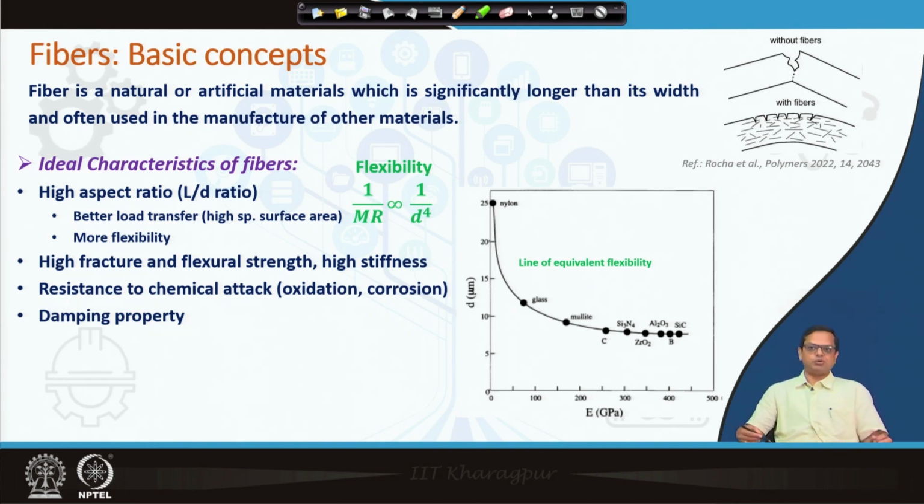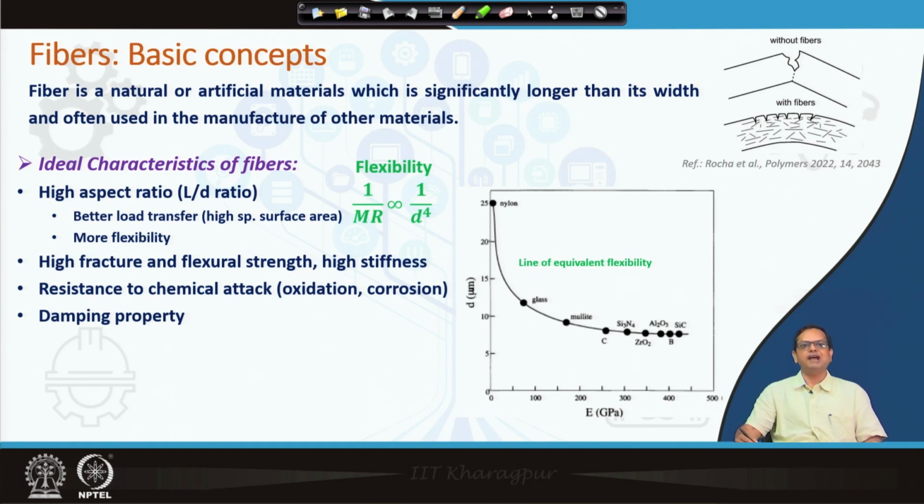Now, why do we care about load transfer? In the mechanics part, we will discuss this in detail, but basically the strength of the composite material increases because the load from the matrix through the interface gets transferred to the reinforcement, which has high strength. So, the maximum portion of load gets carried by the reinforcement material, and that is why load transfer is extremely important. And if we have high L by D ratio, load transfer becomes efficient. So, that is the first reason for having high aspect ratio.